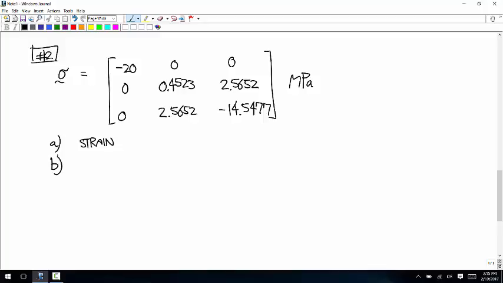We're supposed to find the principal stresses. These are really all just about the principal stresses and the principal axes, the axes of the principal coordinate system. Yes, the eigenvectors are the axes. That's right.